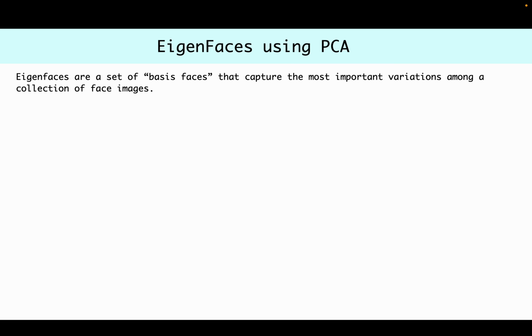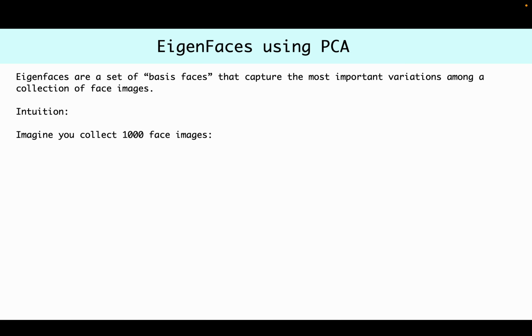So eigenfaces are a set of basis faces that capture the most important variation among a collection of face images. It is actually a low dimensional representation of the face images which captures the essential information and eliminates unnecessary information. So let us get the intuition by taking a small example.